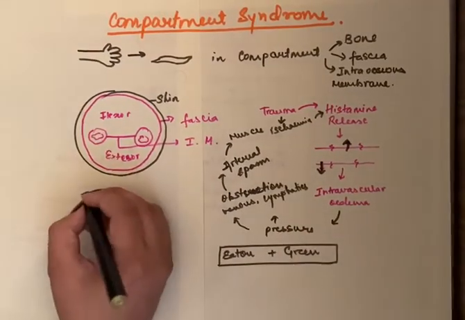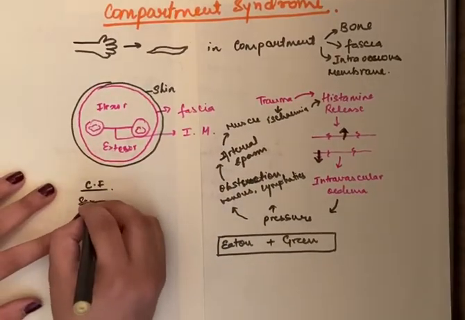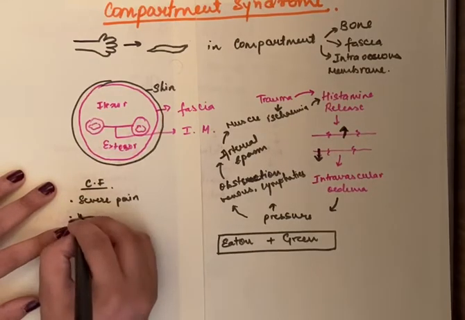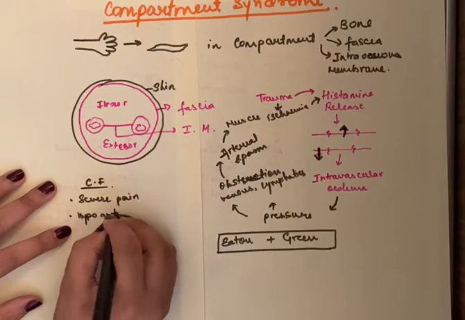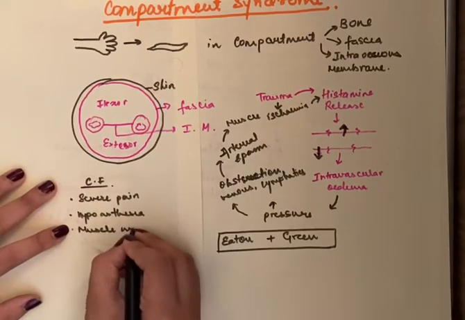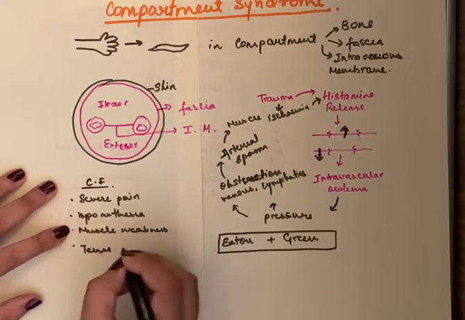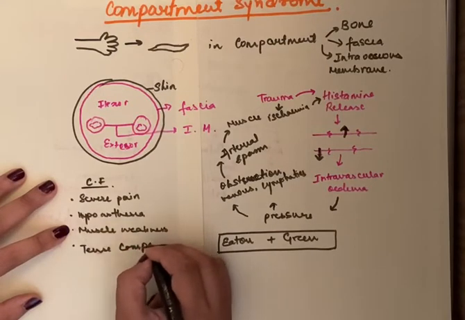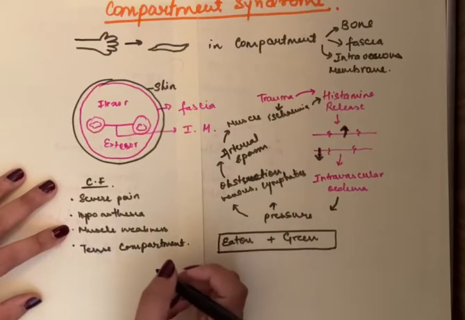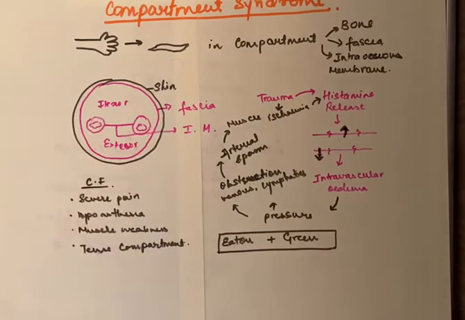So what are the clinical features? The clinical features will be severe pain, which will not be relieved by analgesics. There will be hypoesthesia. There will be muscle weakness. And the compartment will become tense. So, tense compartment. Now we will have to see what it is actually. It is an orthopedic emergency.